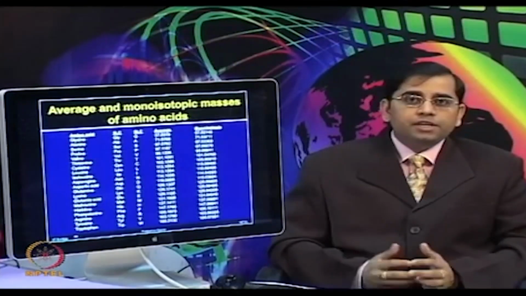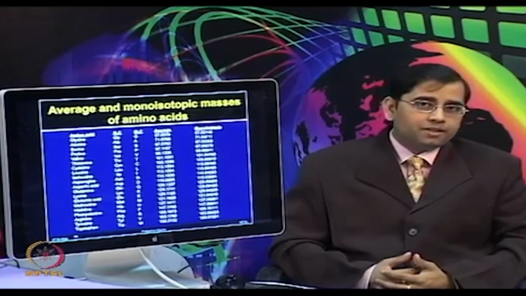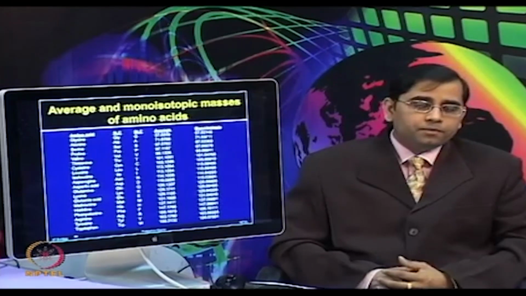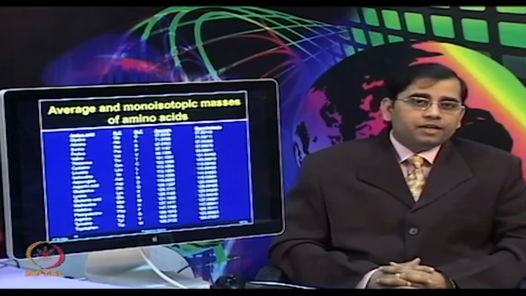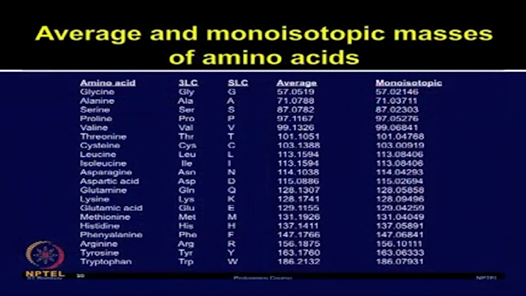Now, during the initial part, we are trying to cover some of the basic terminology and basic concepts involved in mass spectrometry. So, let us talk about what is average and monoisotopic mass of amino acids. I have shown you a table here which shows amino acids, 3-letter codes, single letter code, average and the monoisotopic masses. You can use this for your reference later on, which can be used for the data analysis and the calculations.